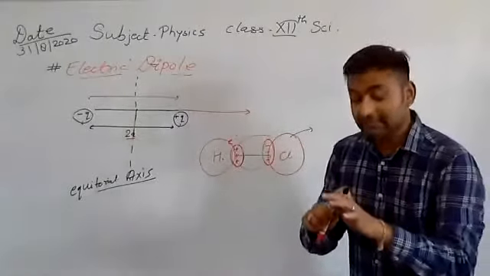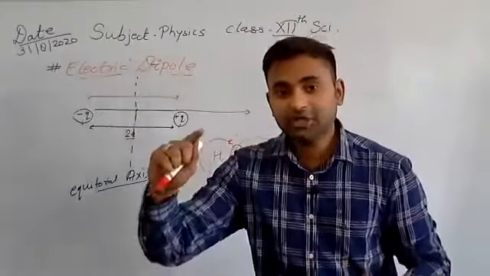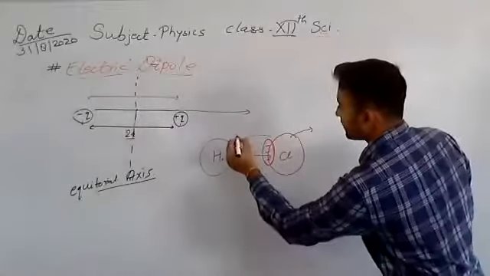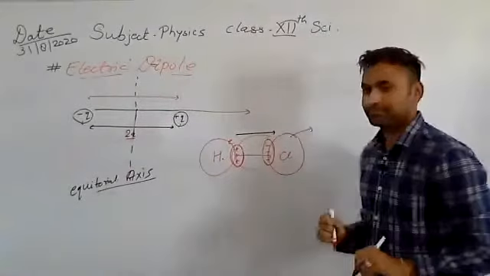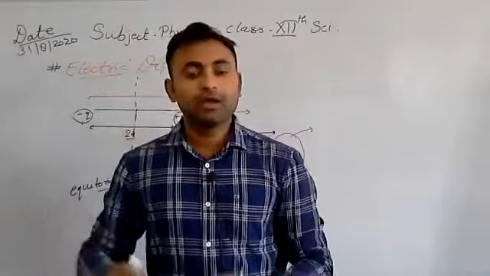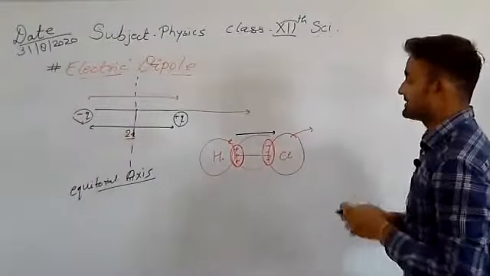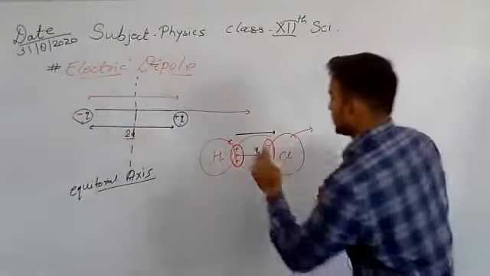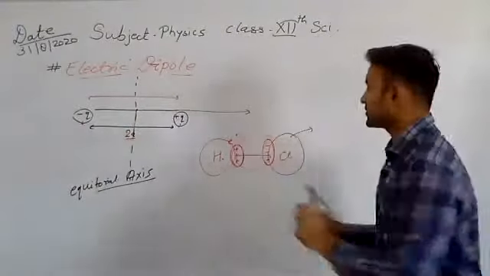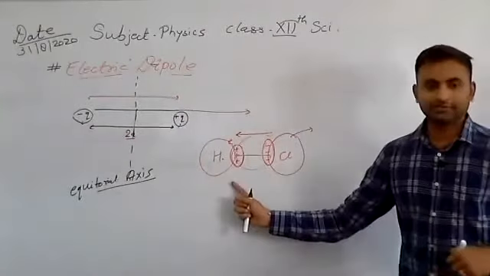So I can say that it is nothing but a dipole. A dipole. But in chemistry, the direction of the dipole is from positive to negative. The direction of the dipole is from positive to negative, but by convention, we say in physics, the direction of the dipole is from negative to positive.